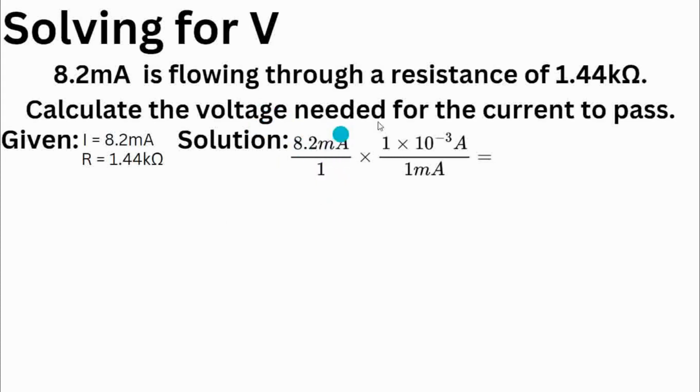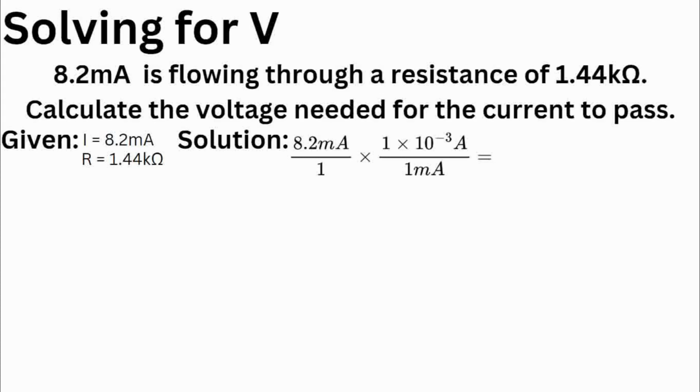But we've got to change the unit. So we've got to multiply it with another fraction that changes the unit so that they cancel. So milliamperes is on top, right? So in the fraction that we multiply it with, milliamperes has to be on the bottom. And for every 1 milliampere, how many amperes are there? So remember, milli is just like 3 zeros behind the decimal.